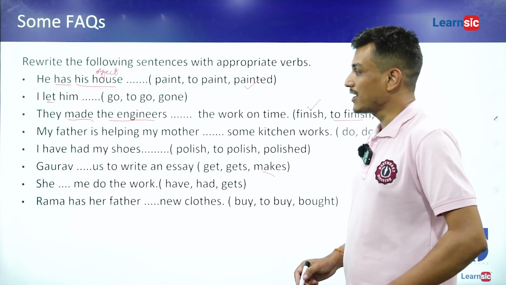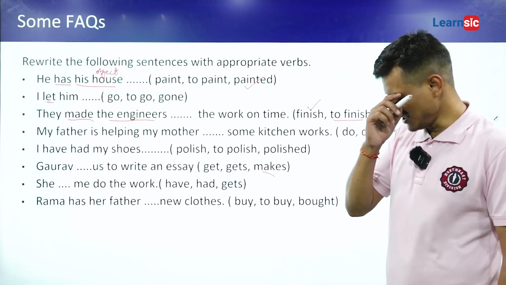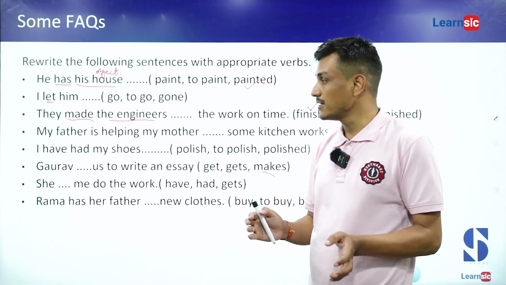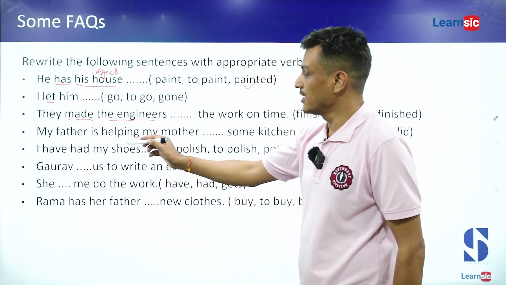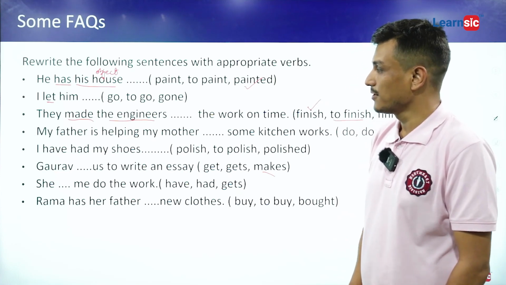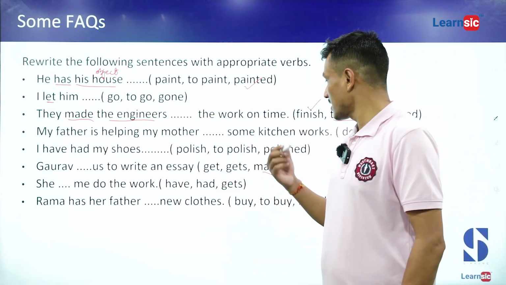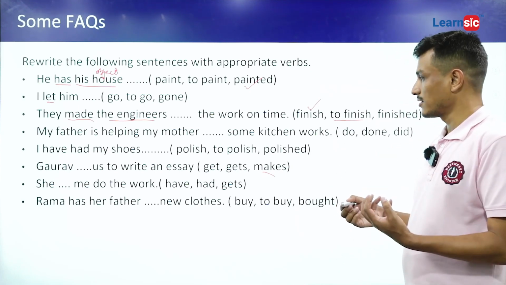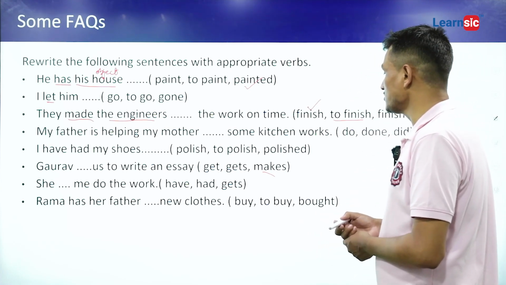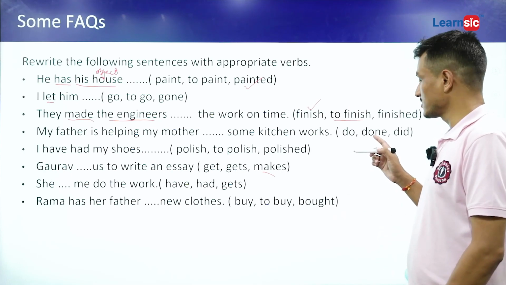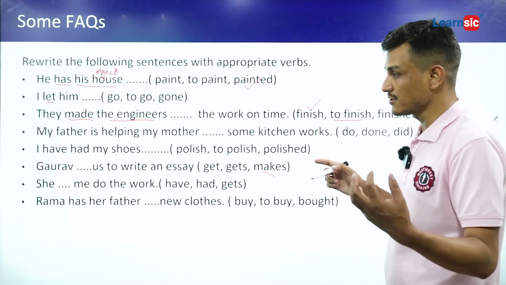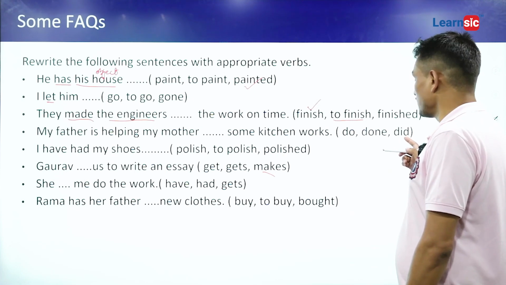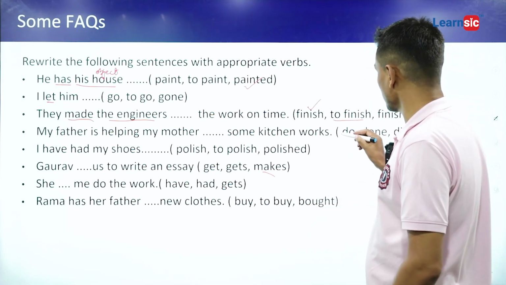Next is, my father is helping my mother. You see, the tense is different here. My father is helping. Now helping is the auxiliary verb here. My father is helping my mother. So you can now go for any answer you choose, let's say to plus verb 1 or verb 1. My father is helping my mother do some kitchen work. Not done, because done is used only with the past participle and non-agent case. My father is helping my mother did some work. That's not the right answer. The right answer is do.